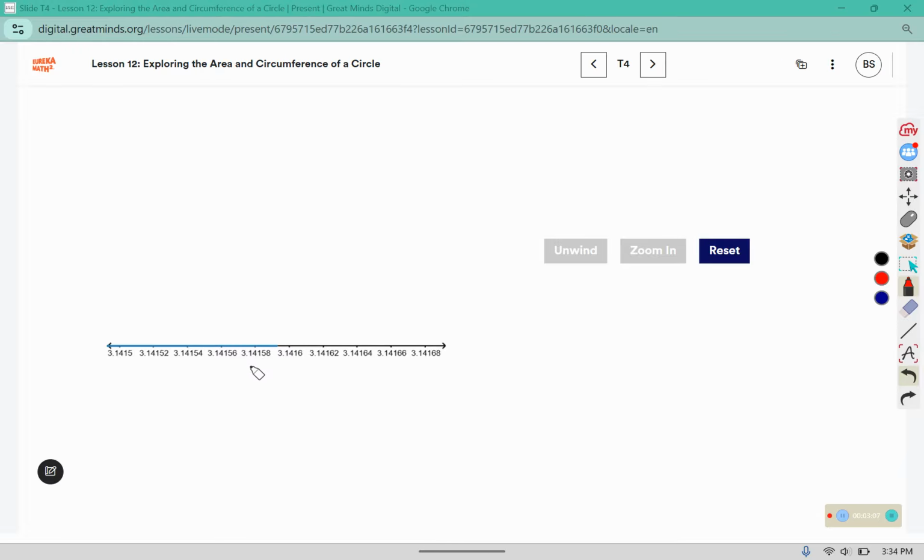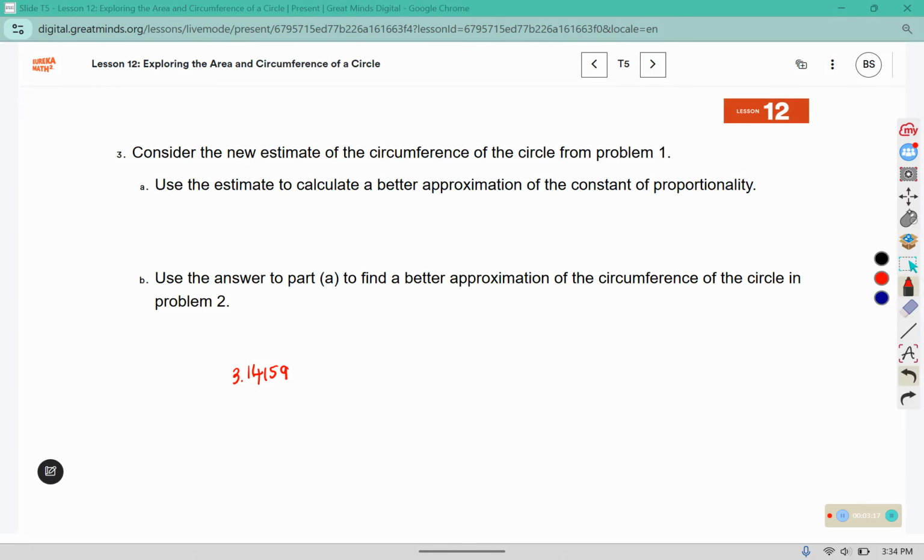So we can say it's about 3.1415. It's in the middle, so maybe 159 as our approximation. And then in number 3, it says use that approximation to calculate a better approximation for problem 1. Well, the diameter in problem 1 was 1. So that would just give us a circumference of 3.14159 units.